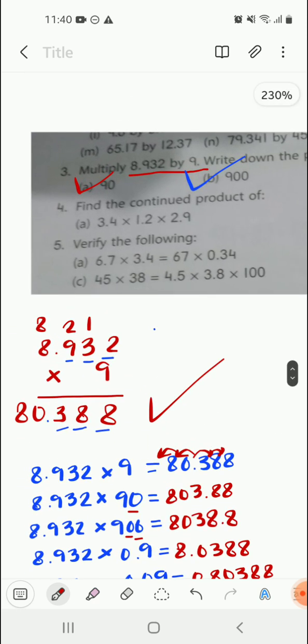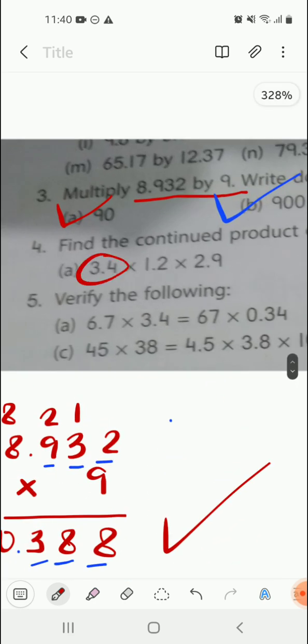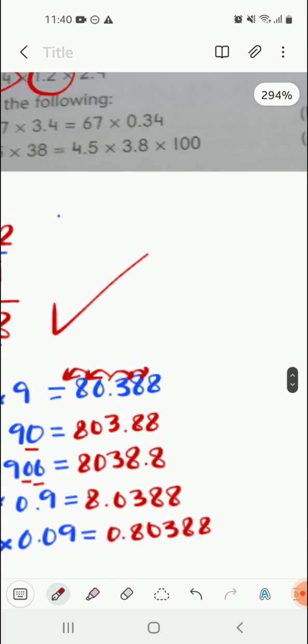Moving on, next, number 4. Find the continued product of. Continued means you have to multiply these two, find out the answer, and then the solution with this. So let's do it. First of all, we have got 3.4 and 1.2. So we are going to multiply first the first two numbers.